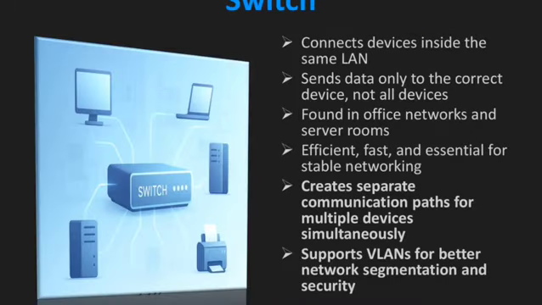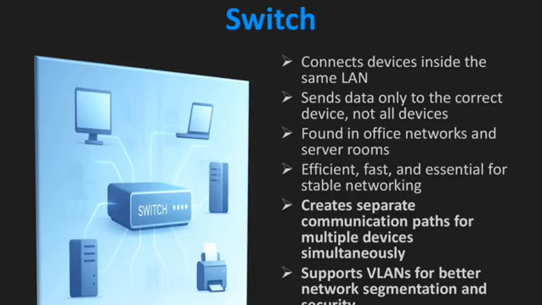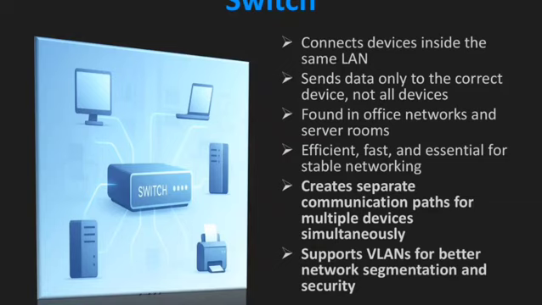Switch. A switch connects devices inside the same LAN. Unlike a hub, it sends data only to the correct device instead of broadcasting it to everyone. You'll find switches in offices and server rooms. They're efficient, fast, and create separate communication paths for multiple devices. Switches also support VLANs, which help with better network segmentation and security.